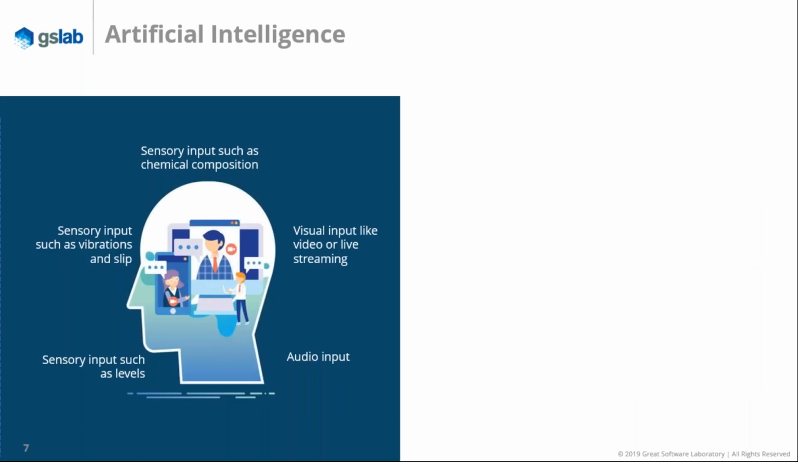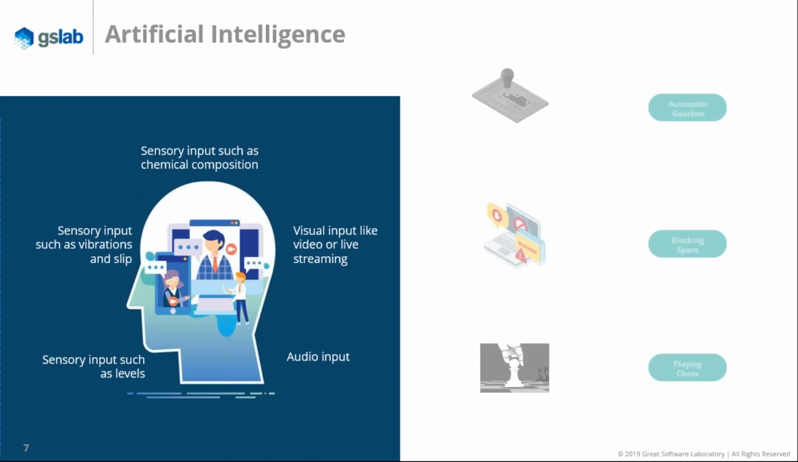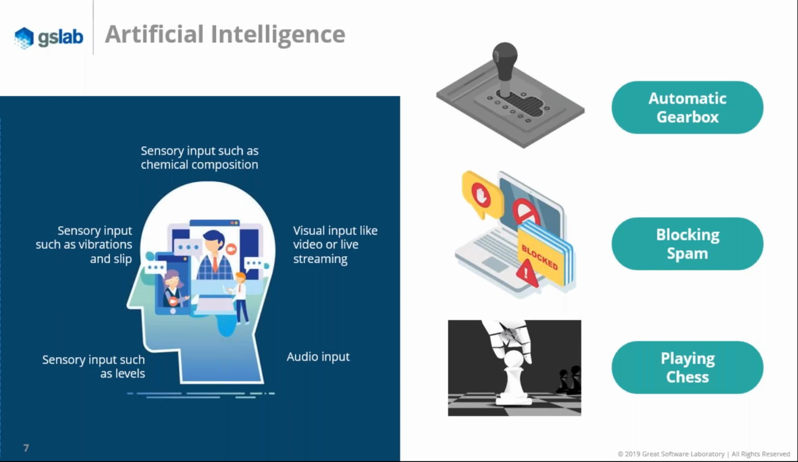So let's look at this in more detail. Again, you see a similar picture as the previous one. Here, the machine gets the inputs in the form of sensory inputs such as levels or visual inputs like video or images. And based on those, the AI system takes effective decisions. So again, you see three similar examples as the previous slide. Now here, an automatic gearbox is an AI system which will detect the speed, incline, RPM from the sensors, and based on those, automatically shift to the most appropriate gear.